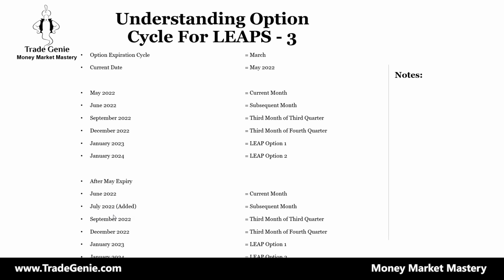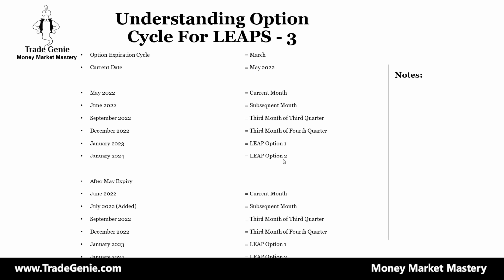It has nothing to do with leap. So July will be added as a subsequent month. July gets added, and September and December will stay there, because they are part of the options. It has nothing to do with leap. These months are there because they belong to the March expiry cycle. September, December will be there.